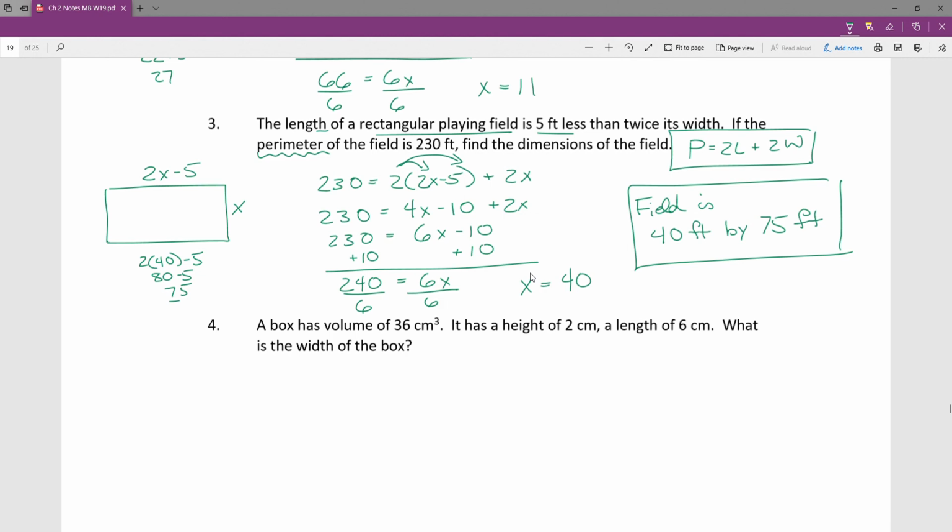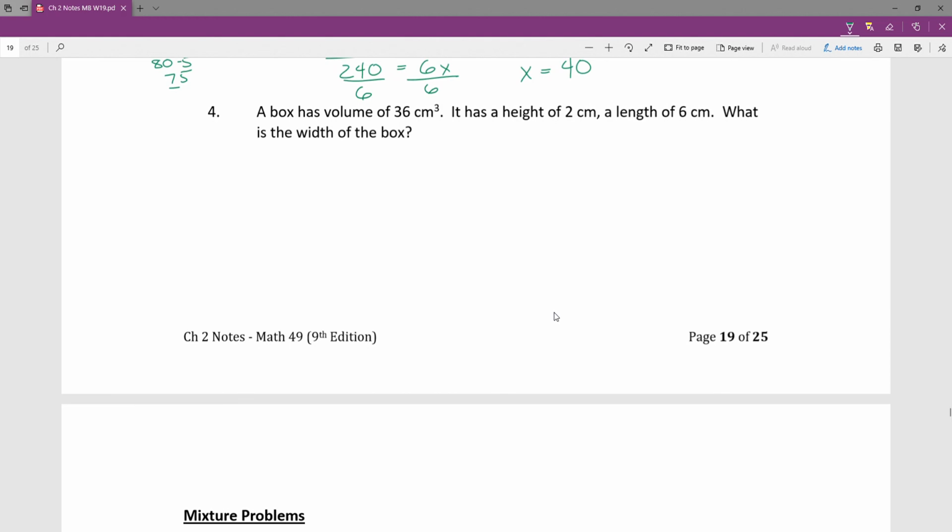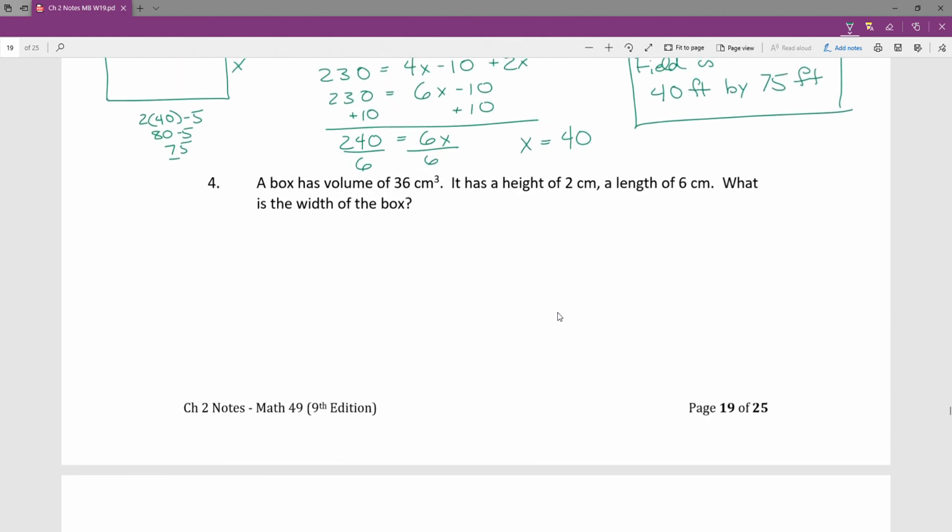In all of these, I've tried to give you 3 that were really similar and then move on from there. So this one's going to be a little bit different, but we're going to use that same strategy. This one says that a box has a volume of 36 centimeters cubed. So let's draw a box. And volume, we're considering the 3-dimensional shape of this box.